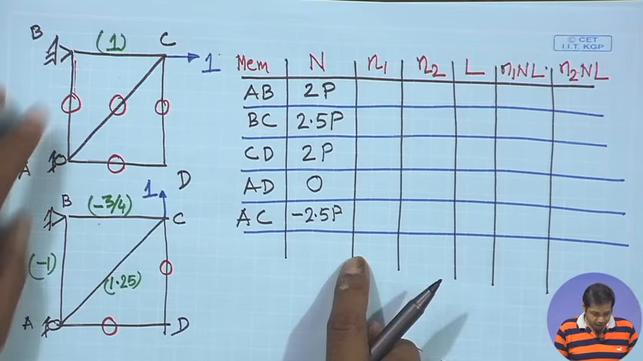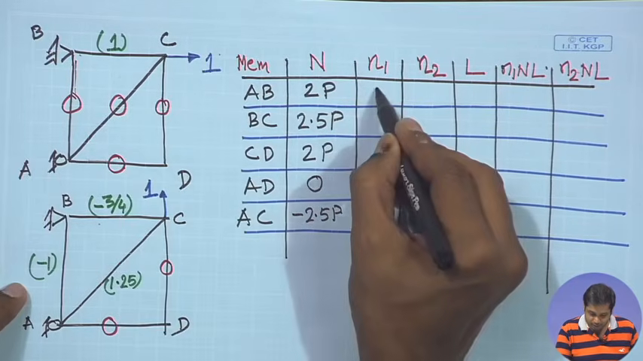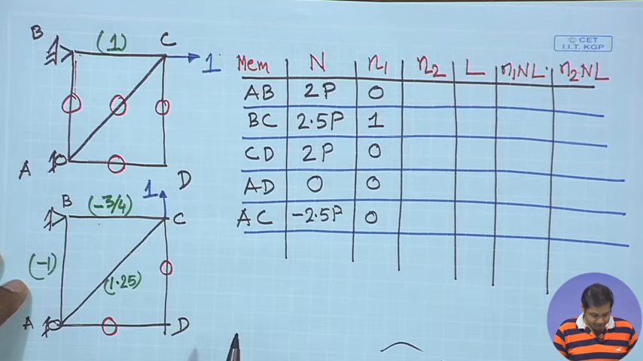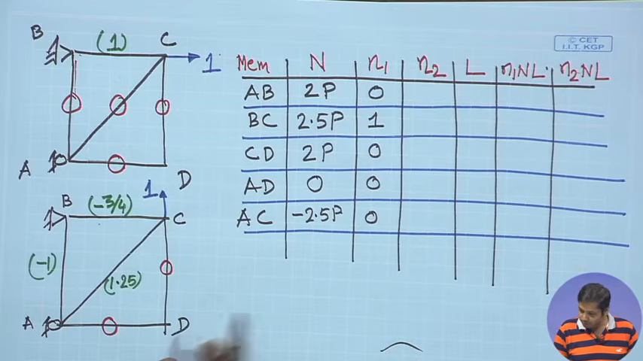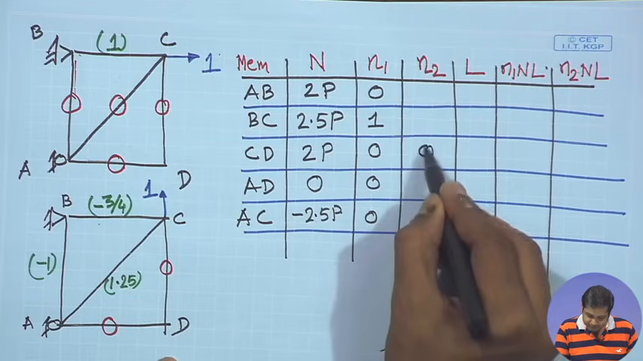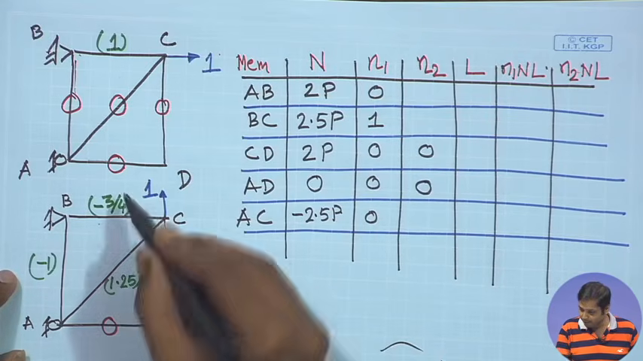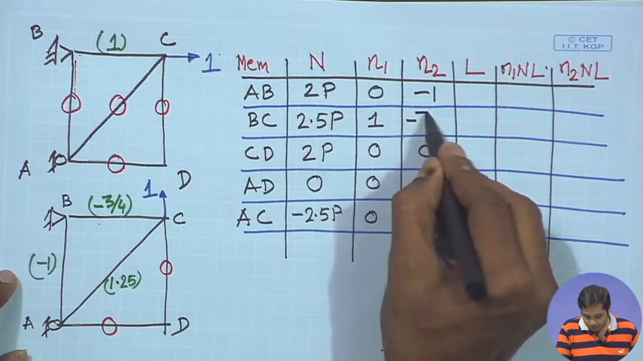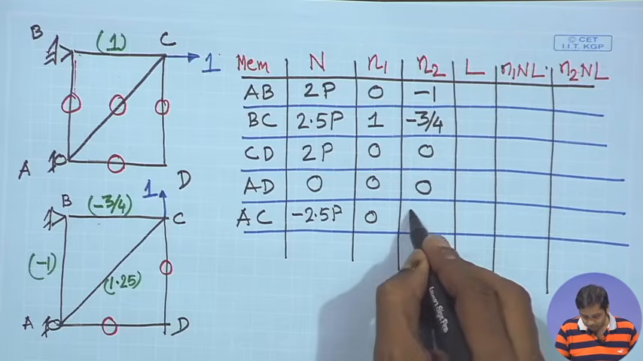Now, what is N1? N1 is only BC is 1 and all others are 0. So, this is 0, this is 1, 0, 0, 0, and similarly for N2, AD and CD are 0. So, AD is 0 and CD is 0, and then member AB is minus 1, and then member BC is minus 3/4, and then finally member AC is 1.25.